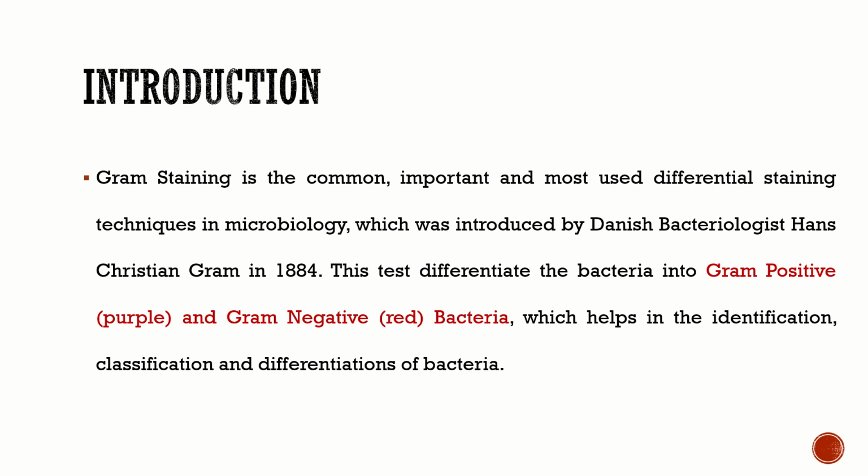This gram staining method was first discovered by a Danish bacteriologist, Hans Christian Gram, in 1884. This technique is used to identify, classify and differentiate bacteria. All of you know that in an ecosystem there are different types of bacteria present. To classify these different types of bacteria, we first go for a basic technique called the gram staining technique. It is the most common and important, and mostly used differential staining technique in microbiology. It helps in identification, classification and differentiation of bacteria.